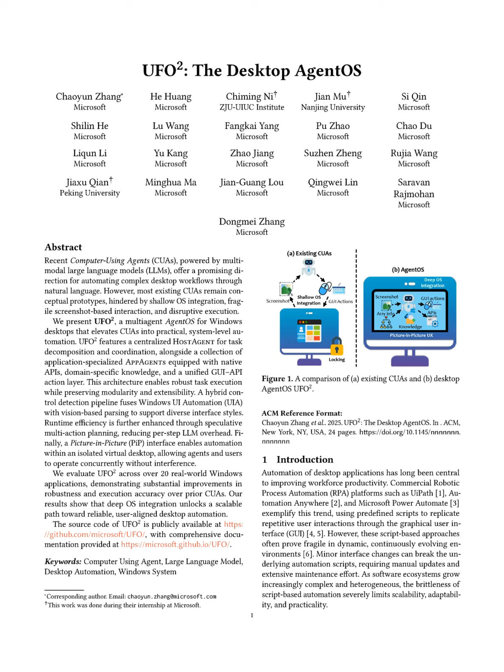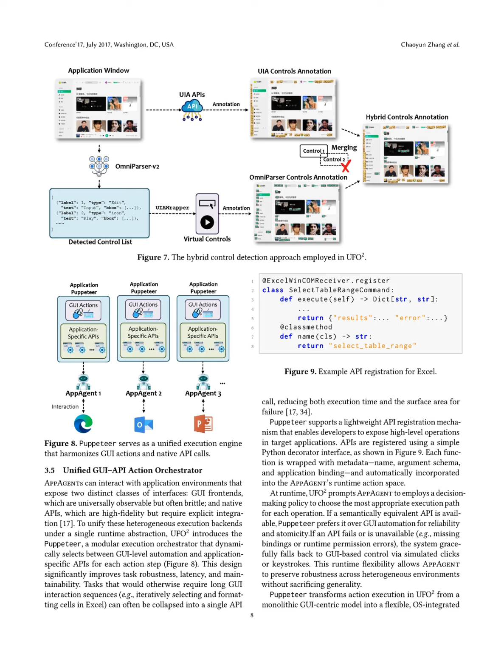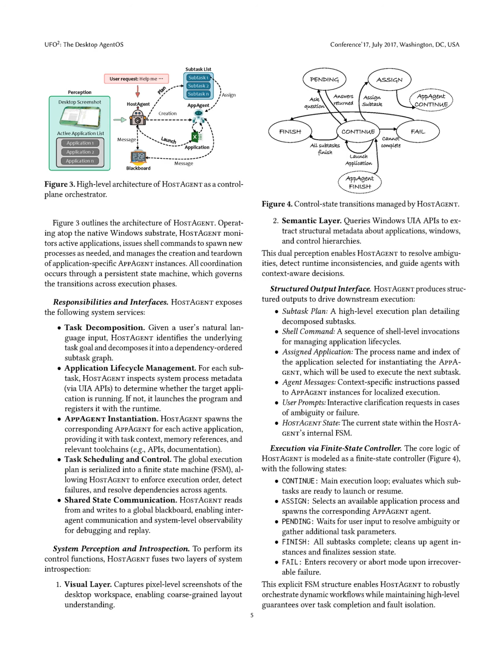An APPAGENT within UFO2 processes a user command through a structured sequence of steps. For instance, when a user requests to center-align a heading in a Word document, the HOSTAGENT first interprets this command and decomposes it into subtasks. It then assigns the relevant APPAGENT dedicated to Word, which initializes a ReAct-style control loop. The APPAGENT captures the current application state using both visual input, screenshots, and semantic metadata from Windows UI Automation (UIA) APIs to identify the heading text.